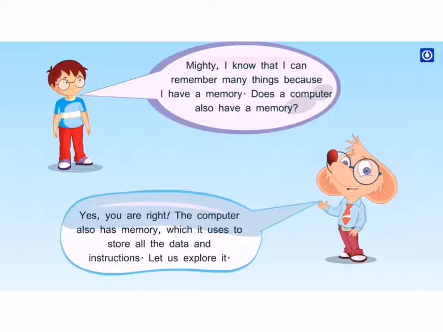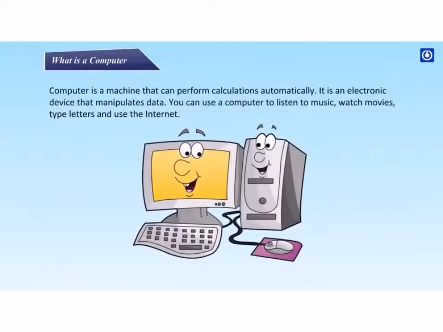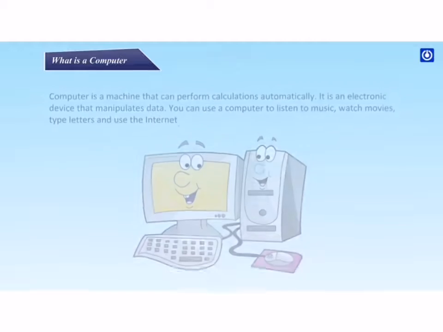Let us explore it. What is a computer? A computer is a machine that can perform calculations automatically. It is an electronic device that manipulates data. You can use a computer to listen to music, watch movies, type letters, and use the internet.